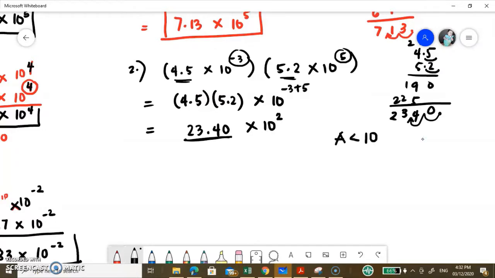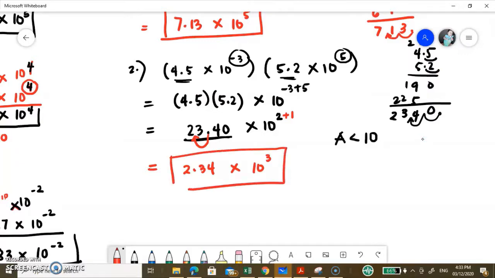So, ang gagawin nyo, you have to move it 1 decimal place. Ayan. Punta dyan. So, you have to add 1 here. So, that would give you 2.34, pwede hindi sama si 0, times 10 raised to 3. Okay? Magiging ganun na siya. So, this would be your final answer.